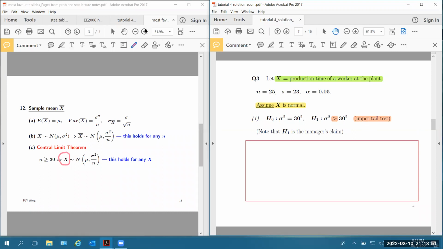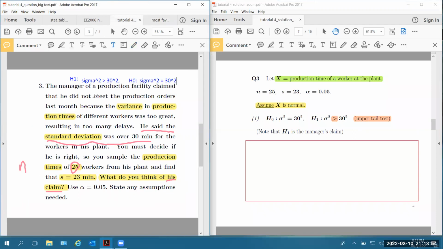Is it okay? Where's my tutorial? Then here, sigma square more than 30 square, right? That's our H1. Because this one is more than, we know it's going to be an upper tail test. So that's the first thing.